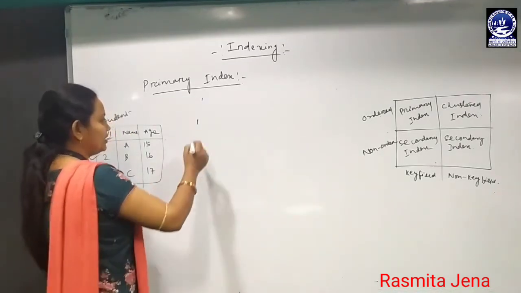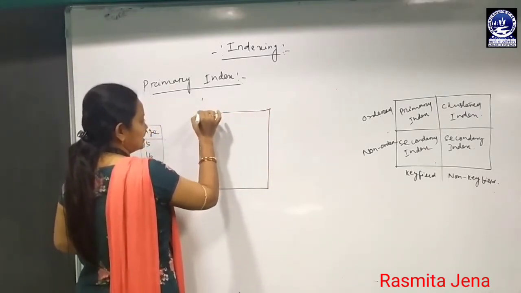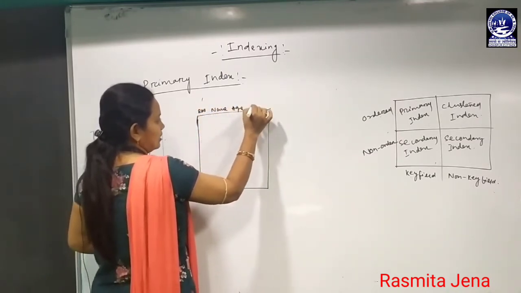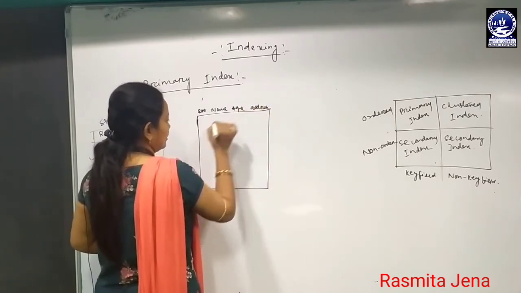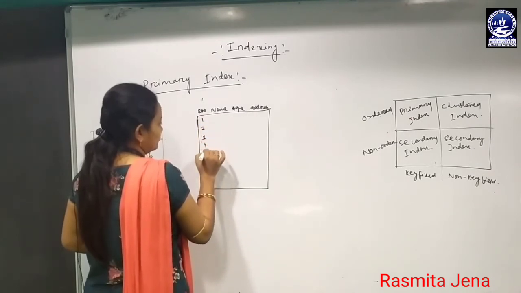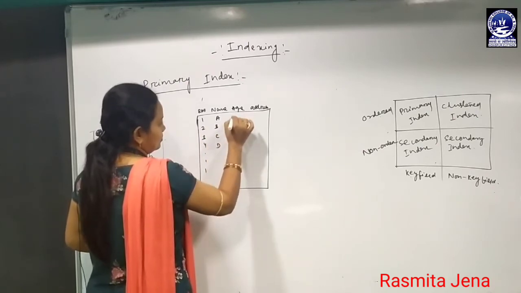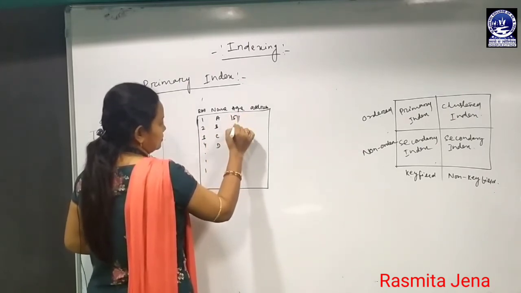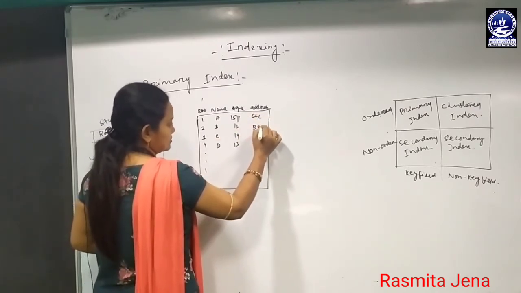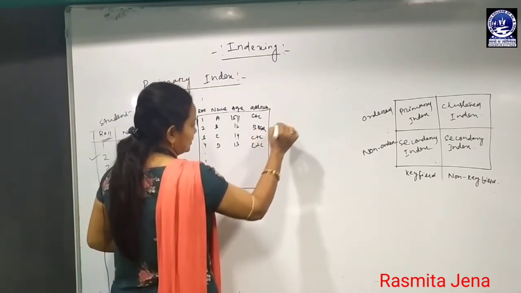In primary index, suppose this is our hard disk. In the hard disk, suppose the data are stored: roll, name, age and address. This is the student roll 1, 2, 3, 4 like this, the name of the student, suppose the age of the student, and this is the address. And then we have to know how the index field is represented.